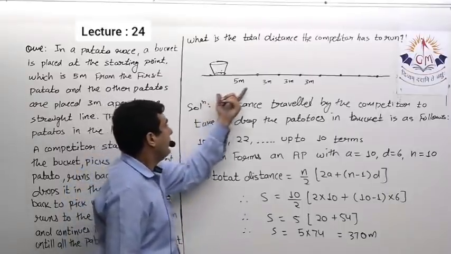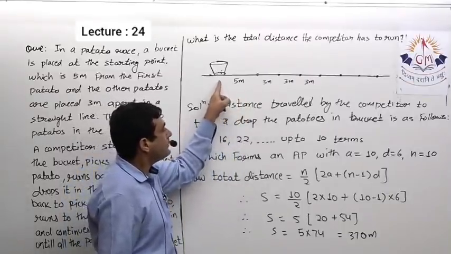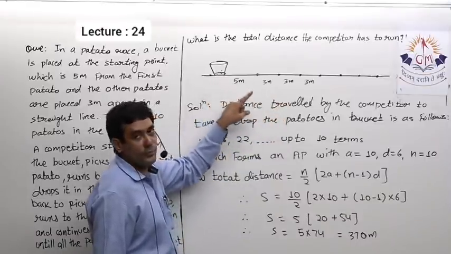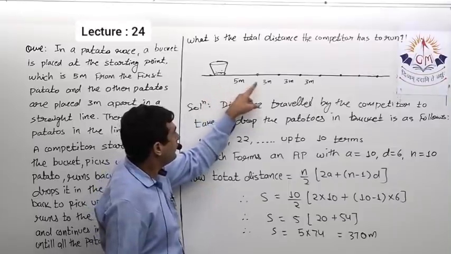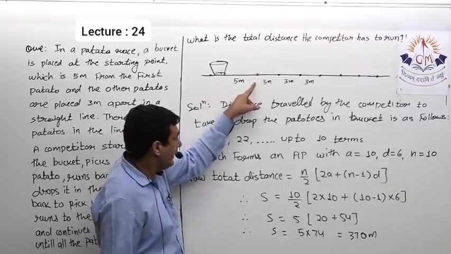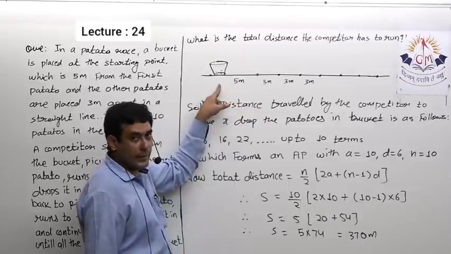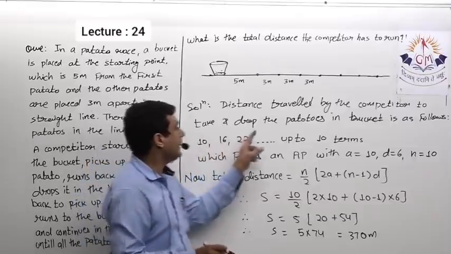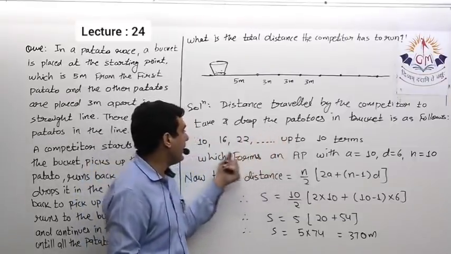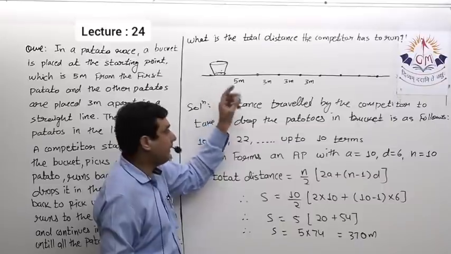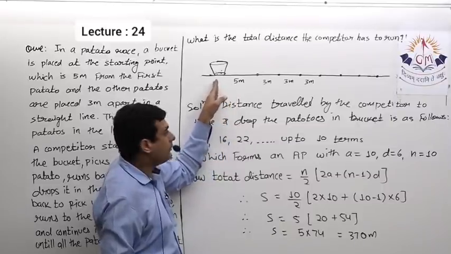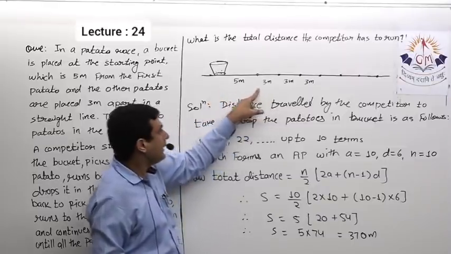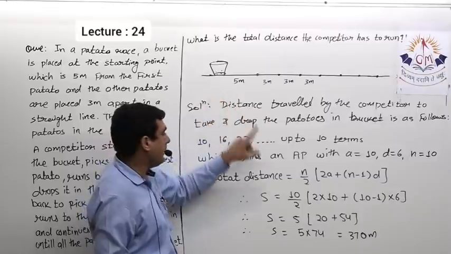Okay, so we start with how much distance the competitor has to travel to pick and drop the first potato. From bucket to first potato 5 meters, and from potato to bucket again 5 meters, that means 10 meters. So the distance traveled by the competitor to pick and drop the potatoes in the bucket is as follows. For first it is 5 plus 5 is 10. Now the competitor is over here. To go to the second potato he has to travel 5 plus 3, that is 8 meters. Again he has to come back 8 meters. So 8 plus 8, 16.